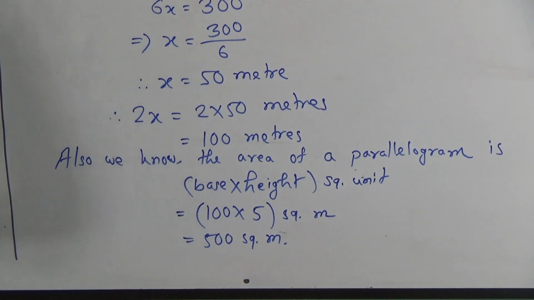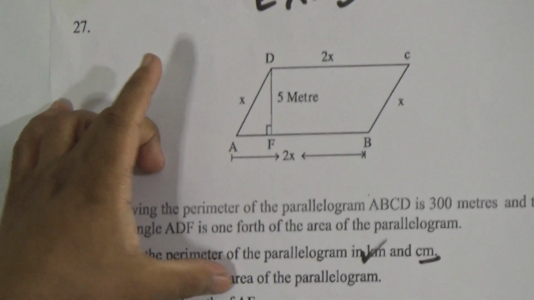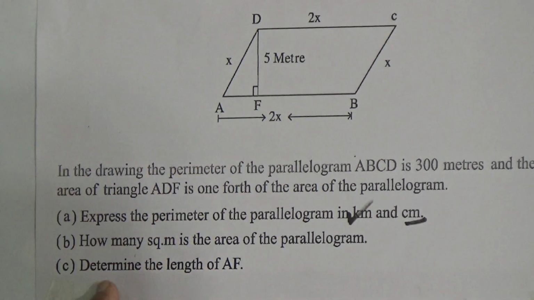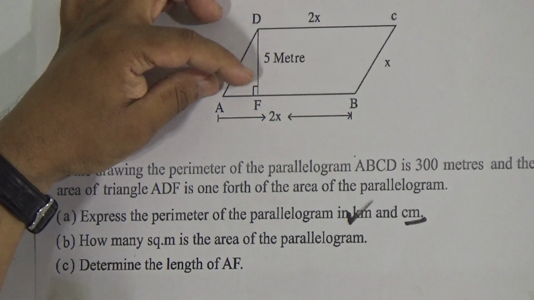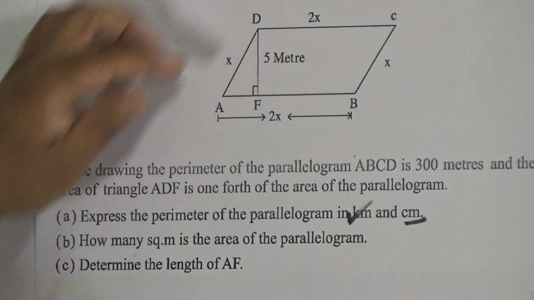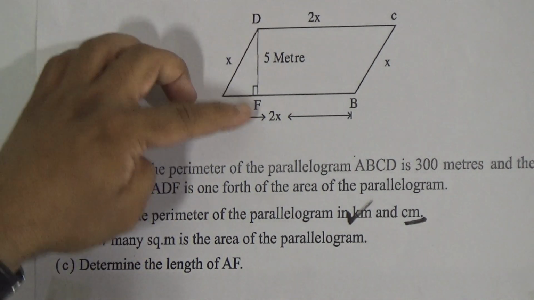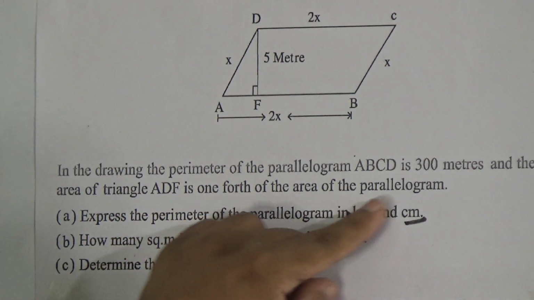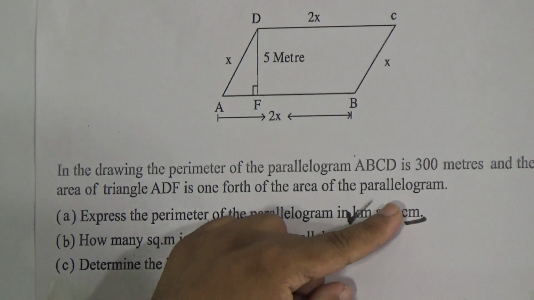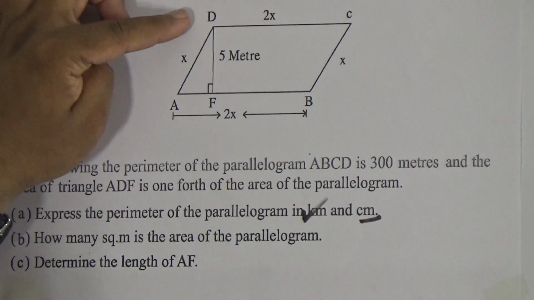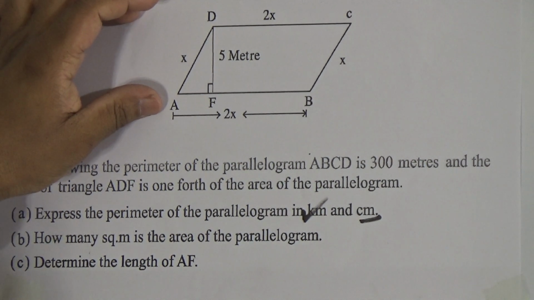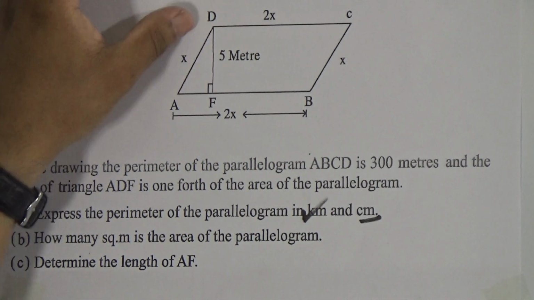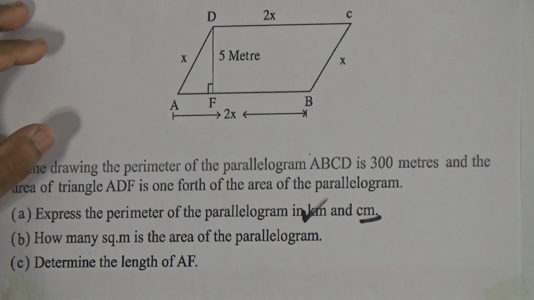Now I am going to solve activity C. Activity C is so easy, my dear students. The question is: determine the length of AF. That means we need to find the value of AF. How can we find it? The question says that the area of triangle ADF is 1/4 of the area of the parallelogram. We already found the area of parallelogram ABCD. From that area, we divide by 4 to find the area of triangle ADF, because the triangle ADF's area is 1/4 of the parallelogram.